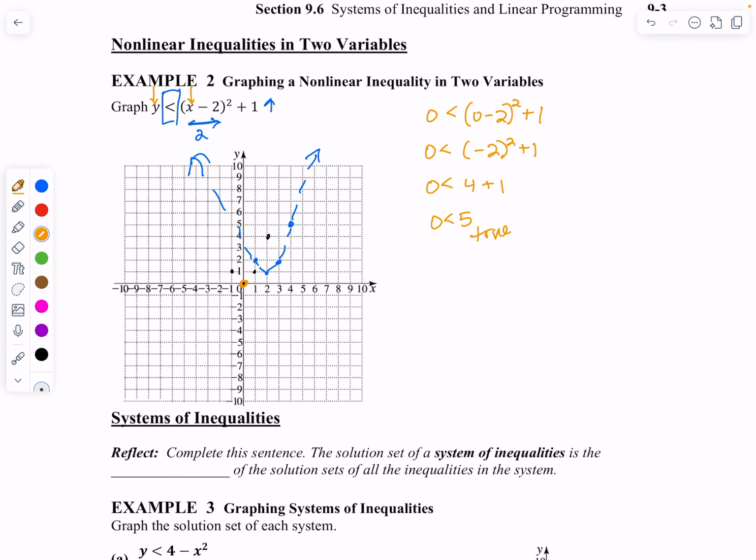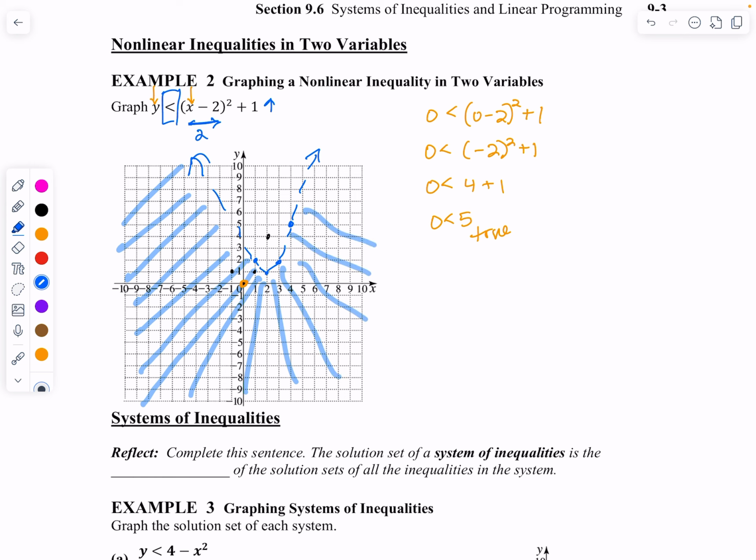So that means that wherever that point is, that's where I'm going to shade. So I'm going to shade through that point, and basically everything on the outside of that parabola, even wrapping around here. Okay. Now, if that had been greater than, then I would have shaded all in here. Okay. All right.